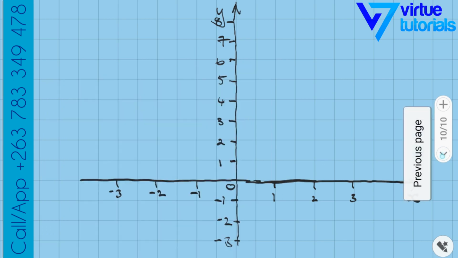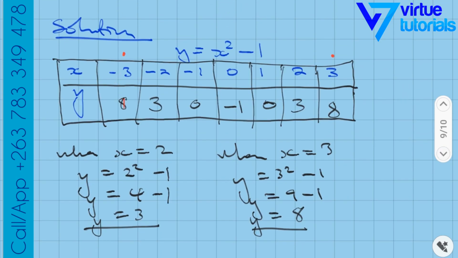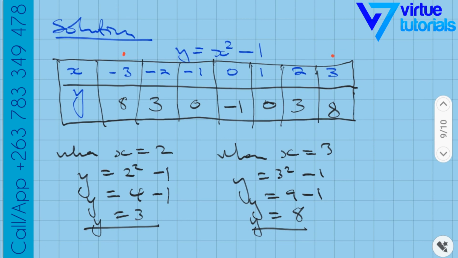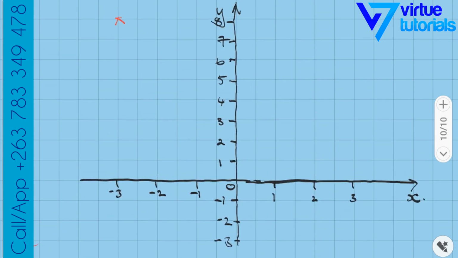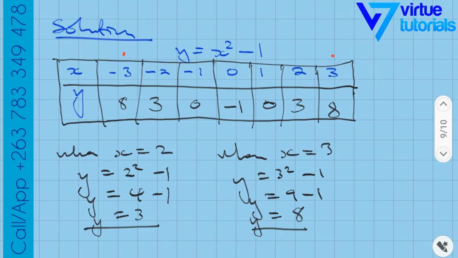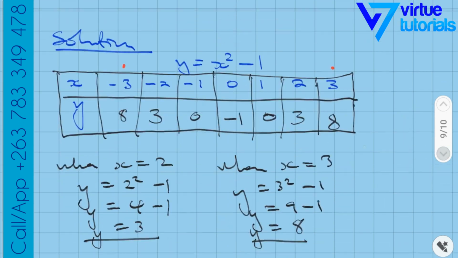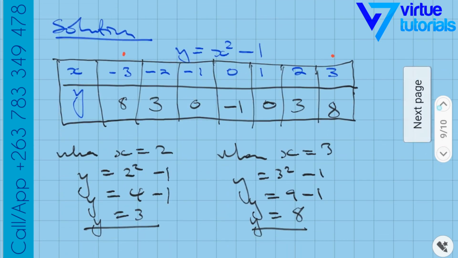So now let's locate the points. The first one is minus 3 and 8. So an x value of minus 3 and a y value of 8. So 8 is there. We mark our x there. The next one is minus 2 and 3. x value of minus 2, y value of 3. We mark our x there. Next thing, minus 1 and 0. We mark our point there. Next thing, 0 and minus 1.